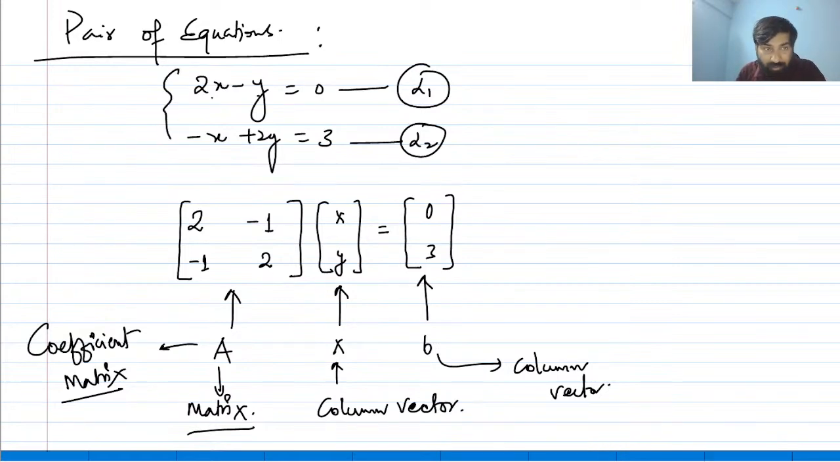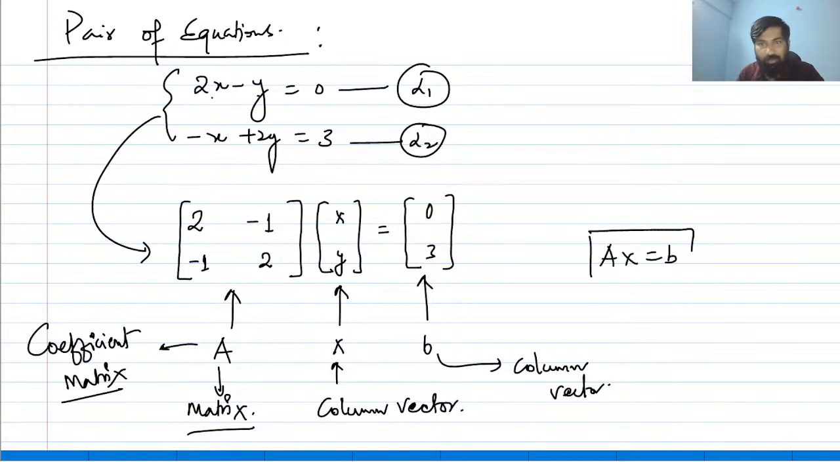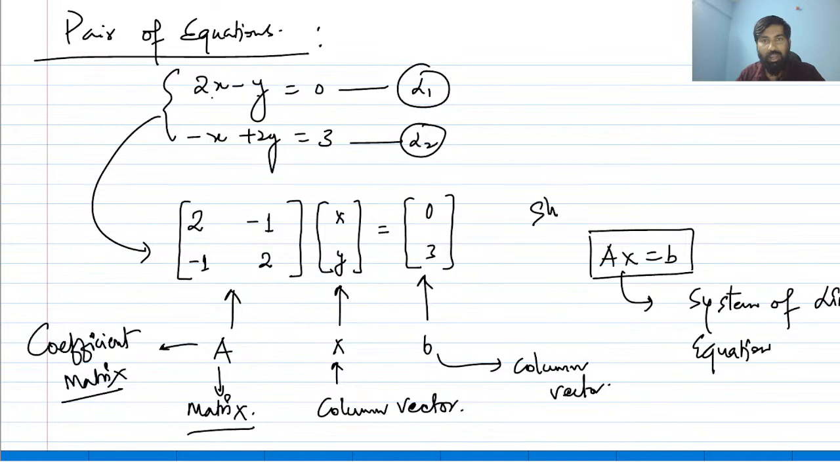The moment you get this kind of equation, you have to write it in this format, A times x equal to b. We will call this Ax equal to b. This is also known as a system of linear equations. You can say this is the shorthand representation of a system of linear equations, Ax equal to b.